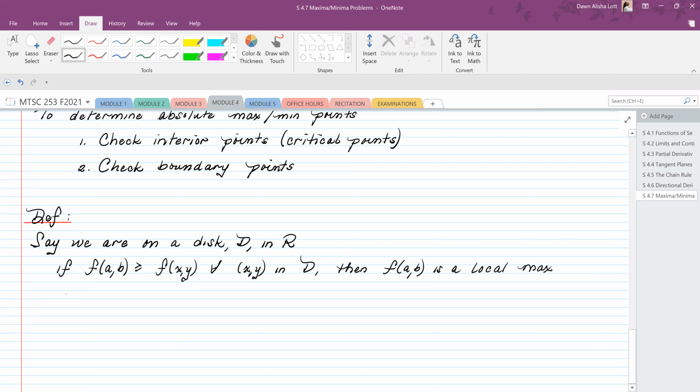And if f of AB is less than or equal to f of x, y for all x, y in D, then f of AB is a local min.